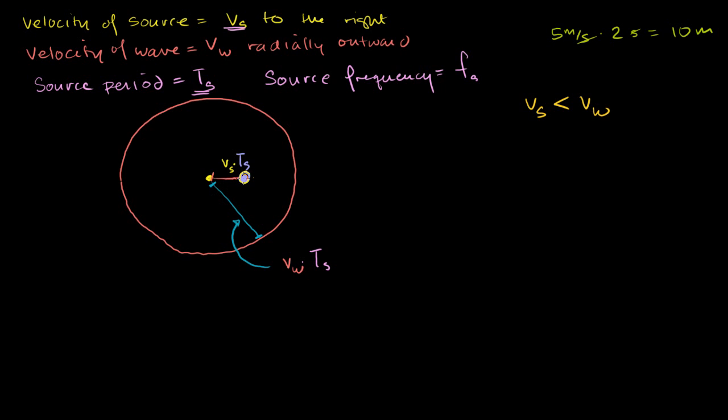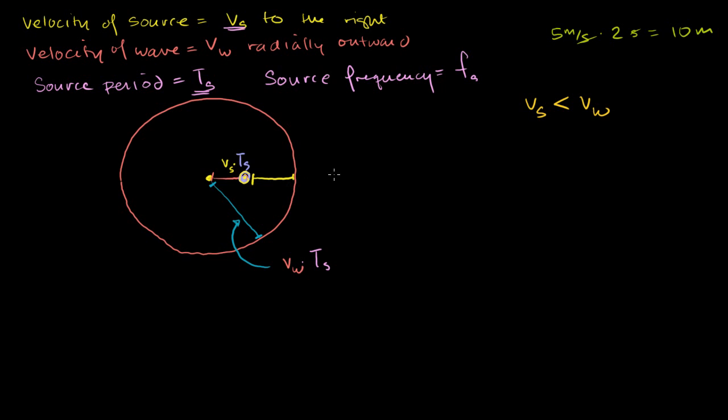So what is the distance between the crest that he emitted t sub s seconds ago, or hours ago, or microseconds ago, we don't know, and the one that he's just emitting? Well, they're going to move at the same velocity, but this one is already out here, while this one is starting off from the source's position. So the difference in their distance, at least when you look at it this way, is the distance between the source here and this crest. So what is that distance right there?